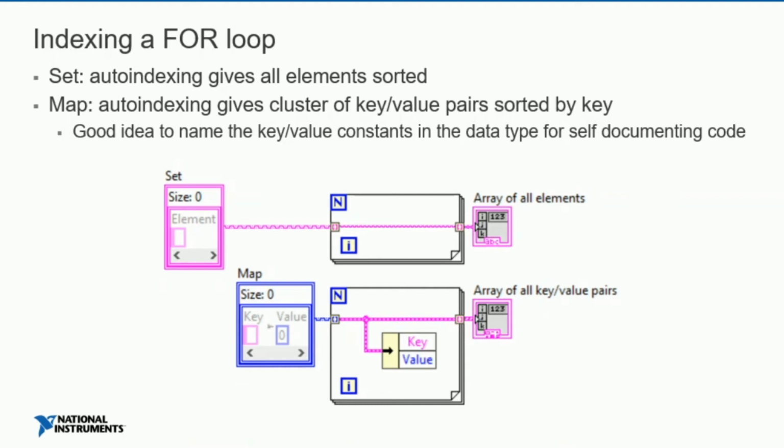So I showed this in some of the earlier examples. You can index a for loop if you want to, both on maps and sets. So if you have a set and auto-index into a for loop, you just get all of the elements out one after the other, just as if it was a 1D array, and that's potentially very handy.